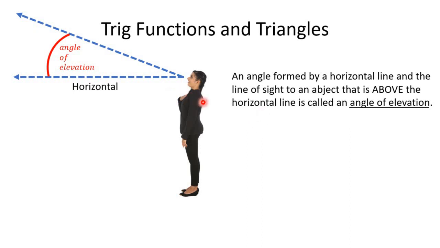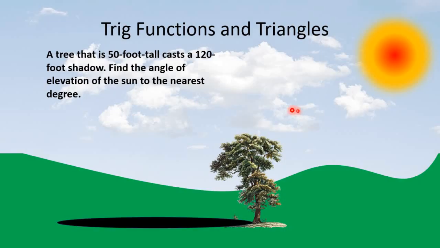Let's take a look at an angle of elevation example. A tree that is 50 feet tall casts a 120-foot shadow. Find the angle of elevation of the sun to the nearest degree. So they want me to find the angle of elevation. They tell me that the tree is 50 feet tall and it casts a 120-foot shadow, and they want me to find this angle here. So they want to find the angle of elevation, which is above the horizontal to the sun.